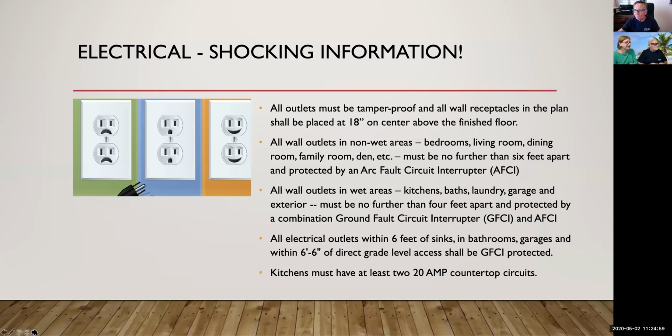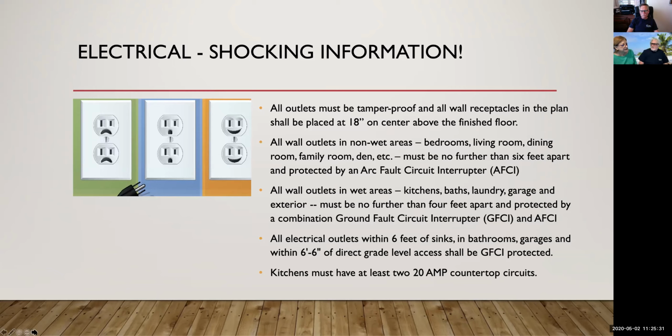Notice the little happy faces and the sad faces. All outlets must be tamper-proof, and all wall receptacles in the plan shall be placed at 18 inches on center above the floor. All wall outlets in non-wet areas, that's bedrooms, living rooms, dining rooms, family room, den, etc., must be no farther than 6 feet apart and protected by an arc fault circuit interrupter, better known as an AFCI.